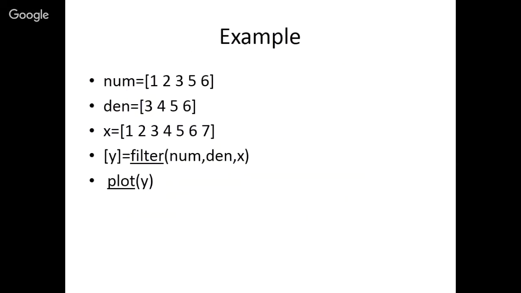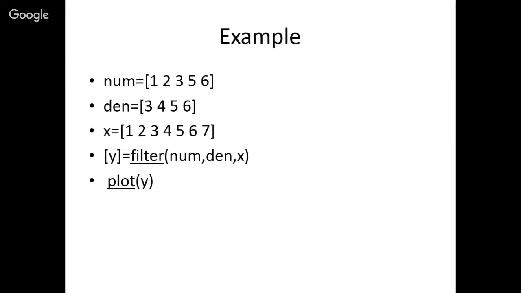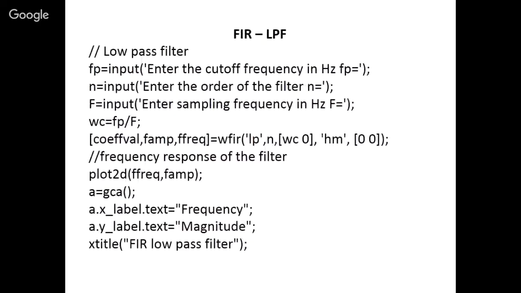Now this is the filter command. The numerator, let us say, is 1, 2, 3, 5, 6, and for the denominator we give a variable, 3, 4, 5, 6. After that, this is our input signal, 1, 2, 3, 4, 5, 6, 7. If you give the filter command y equal to filter(numerator, denominator, x), you will get the plot of y. Next we will see how to plot these.